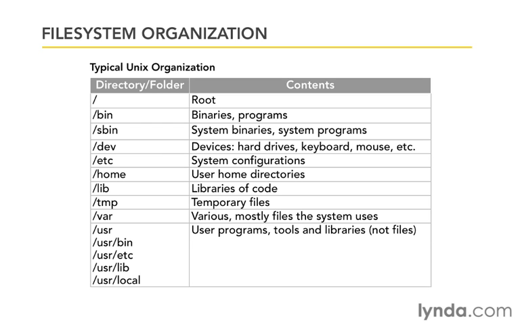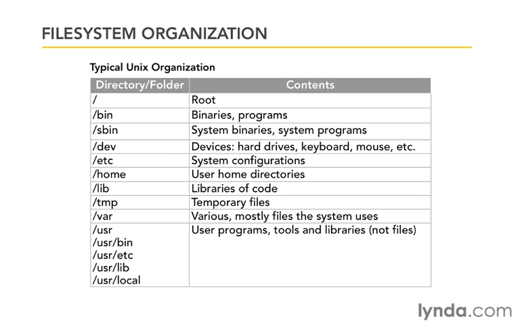/etc, which is also pronounced etc or etc by some people. That's where system configurations go. Then there's home, which is where user home directories go. On most Unix systems, once you log in, you'll be placed into a folder inside the home. That's where your files and folders would live. Not on Mac, but on most Unix systems. Lib is a place for storing libraries of code that need to be referred to by various programs.